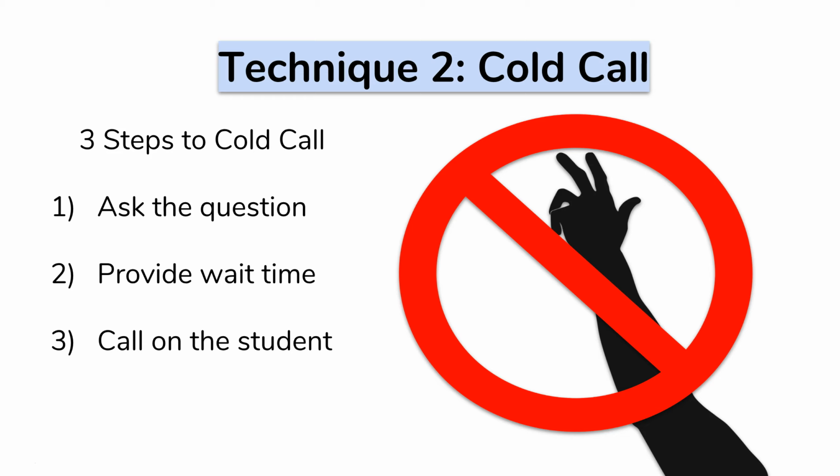The steps in cold call are asking the question, waiting a few seconds, and then calling on a student. Cold call is distinct because it follows this specific order. We don't call on a specific student first before asking the question because we want every student to consider the question and actively be formulating a response in their heads so they can be ready to share if the teacher calls on them.